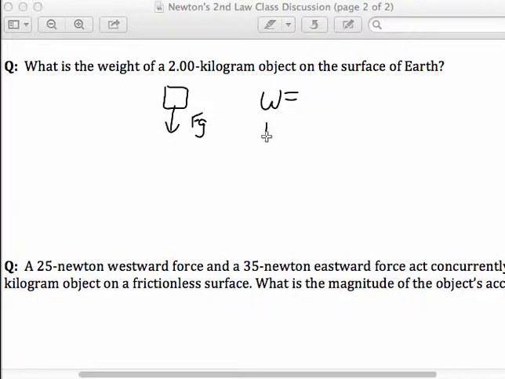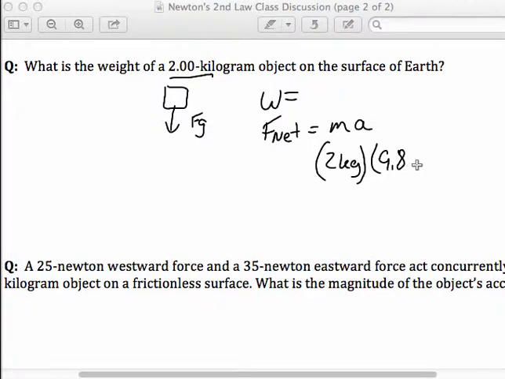How about Newton's second law? Anyone remember that? ma. So what is the mass of this block? 2 kilograms, right? What acceleration is this block experiencing? 9.8 meters per second squared, right? So guess what the formula for weight is? mg. You see where it comes from?